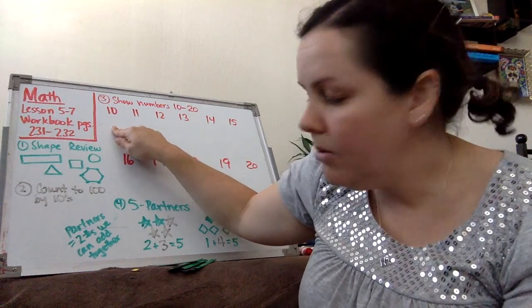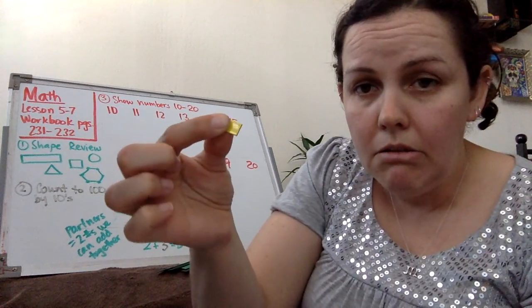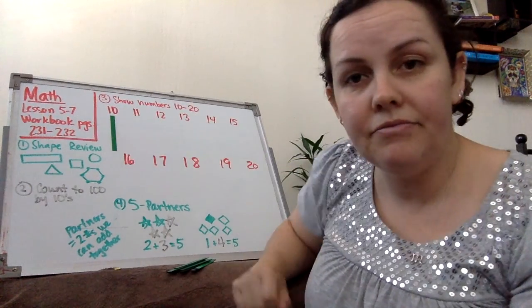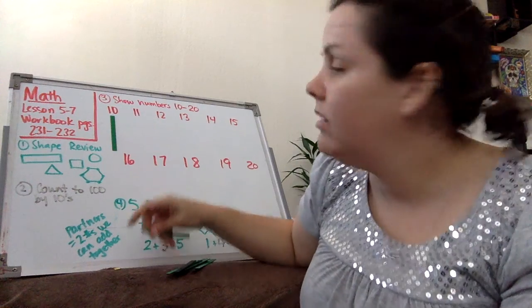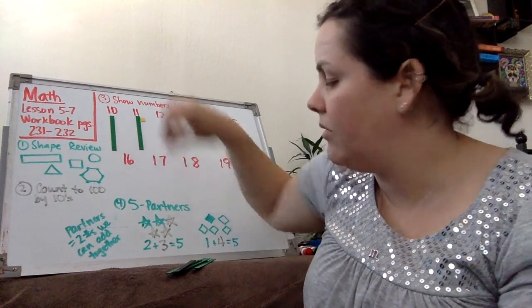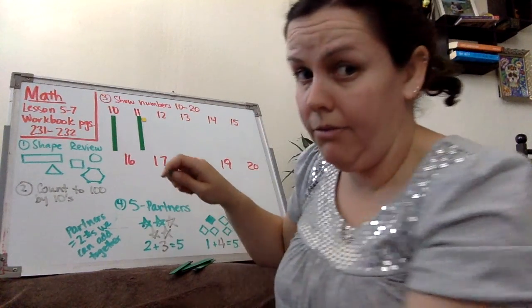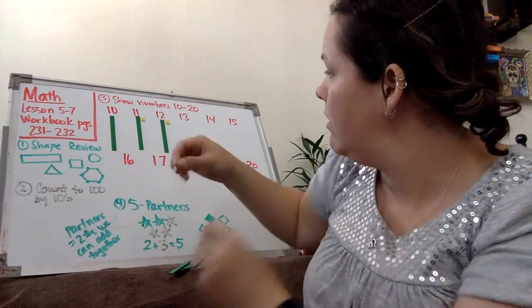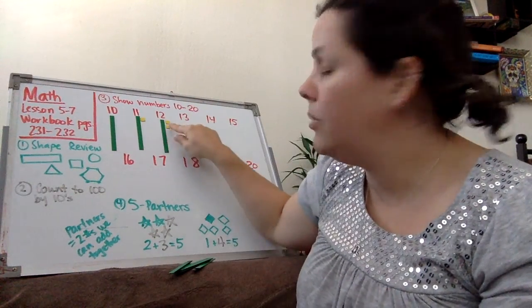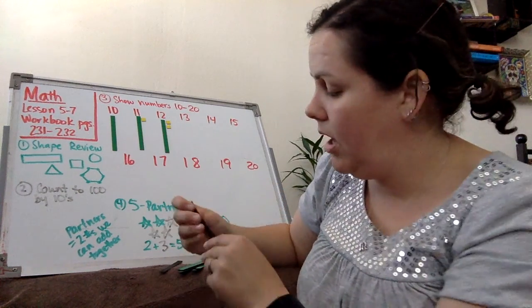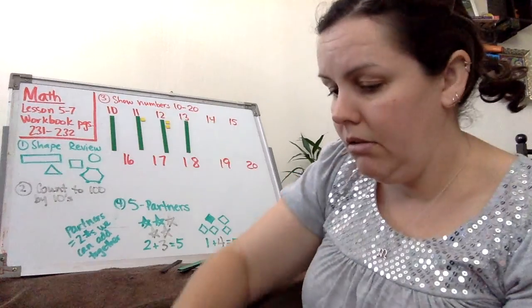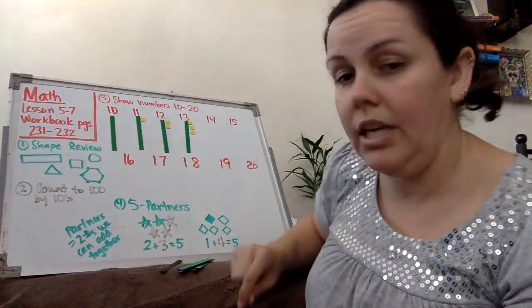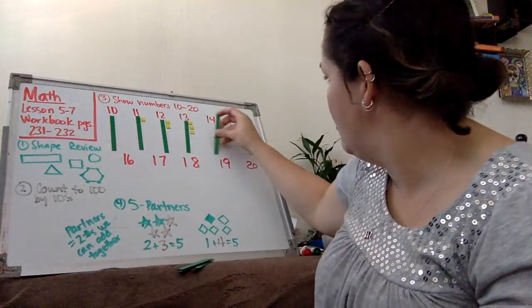Let's show number 10. One way to show number 10 is to draw 10 little circles, but I'm going to do an easy way, and I'm going to use a 10 stick or a 10 rod. 10. Done. What about 11? That's 10 plus 1 more. What about 12? How would I show 12? 10, 11, 12. 10 plus 2. What about 13? How many am I going to need? 10, and then 11, 12, 13. 10 plus 3.